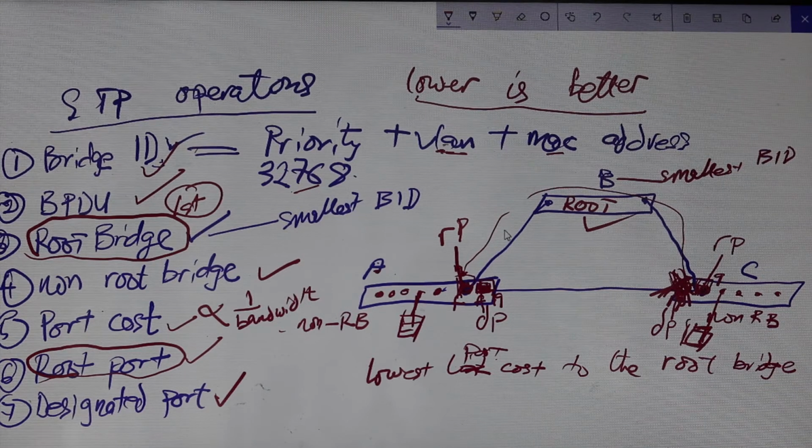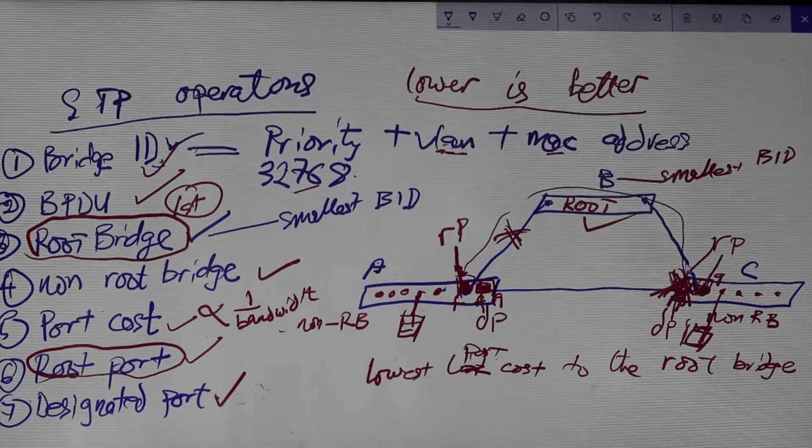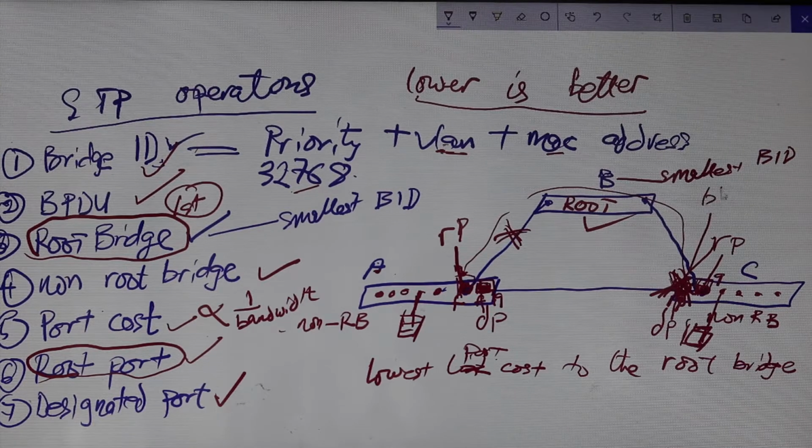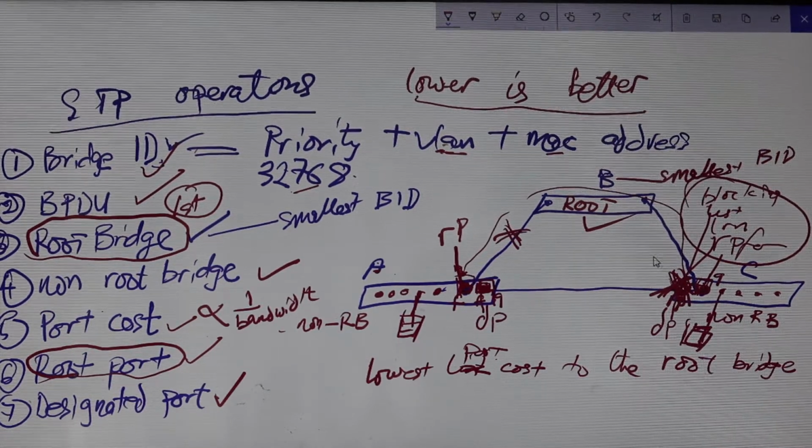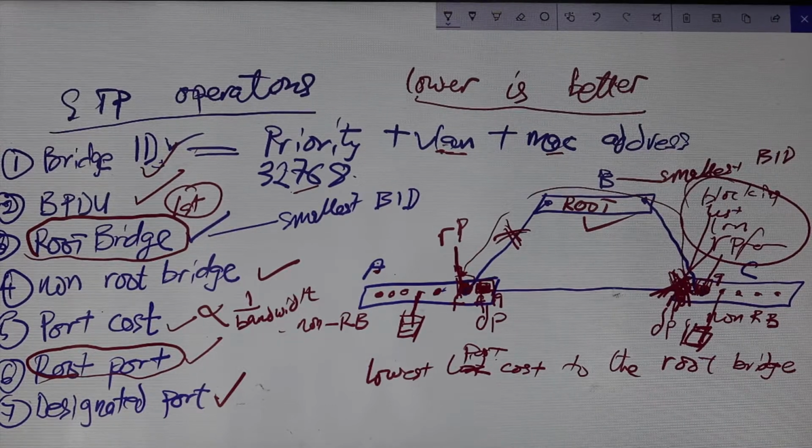When a problem happens on the primary link, STP will sense it and has to release this port from the blocking state to what? Listening, first. Then it goes to learning, and now forwarding. In total, how many seconds will it take? 50 seconds. So this standard of STP is called the 802.1D.